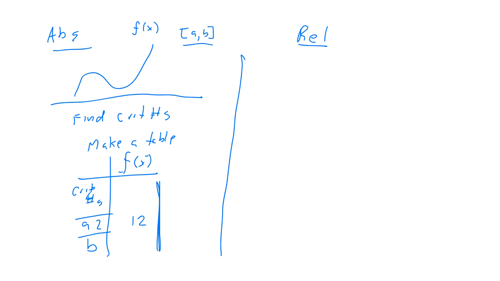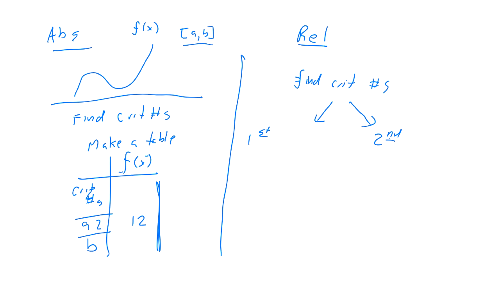You still start by finding the critical numbers. But then, instead of looking for absolute extrema, you're going to try to figure out whether each of these critical numbers might be a relative max or a relative min. And there are two ways to classify them as relative max or relative min. One is the first derivative test, and the other one is the second derivative test.